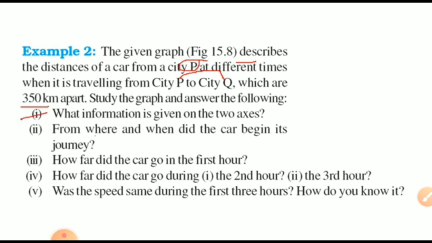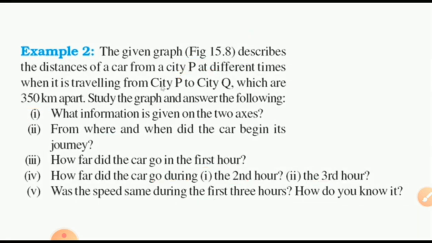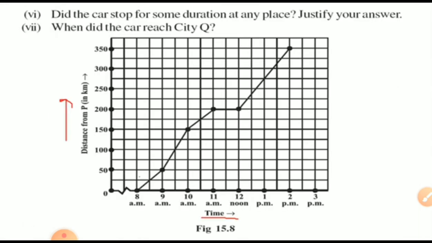What information is given in these two axes? Yes, from where and when the car begins its journey. How far did the car go in the first hour? How far did the car go during the first hour, second hour, third hour? Was the speed the same during the first 3 hours? How do you know it? My dear students, here are the answers.